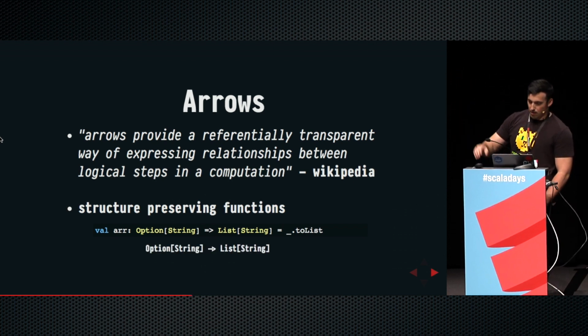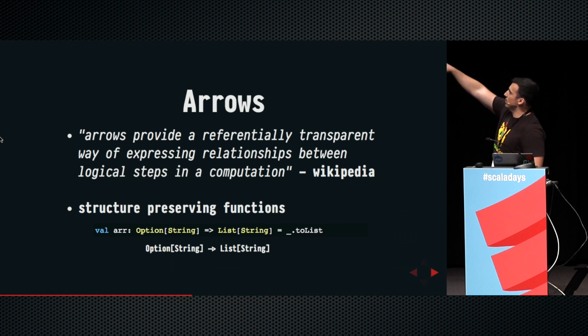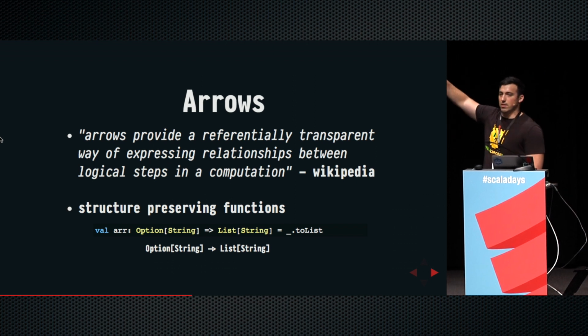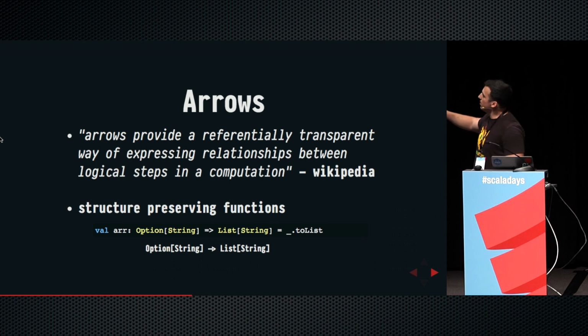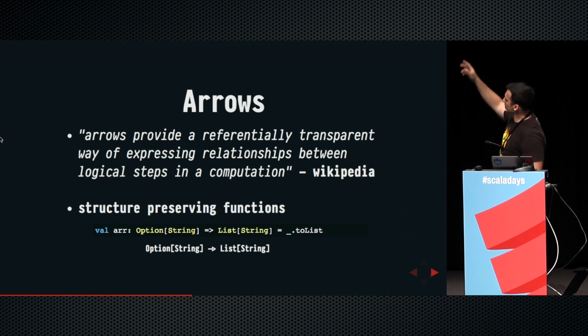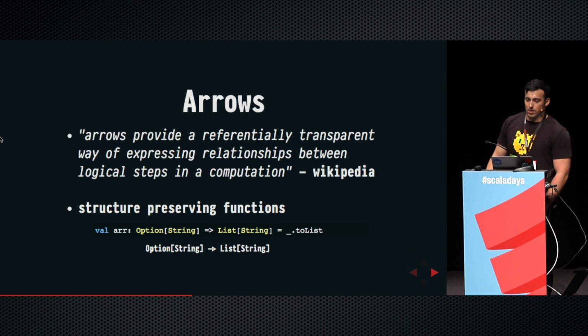And throughout the rest of the slides, you're going to see this notation where I just use a single arrow instead of the function arrow from Scala. So this is an arrow from option of string to list of string, and that's what it's going to look like going forward.